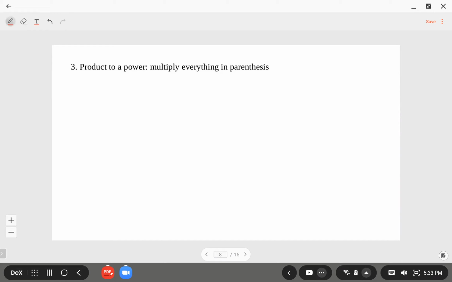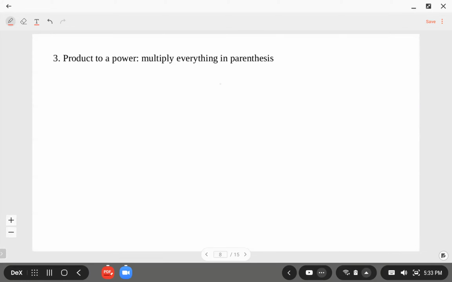Actually, I think it's the same with the square root. So let's say you have 3b cubed. This can be 3 cubed and then b cubed. What about 3b square rooted? It's the same thing. You have to square root each term.